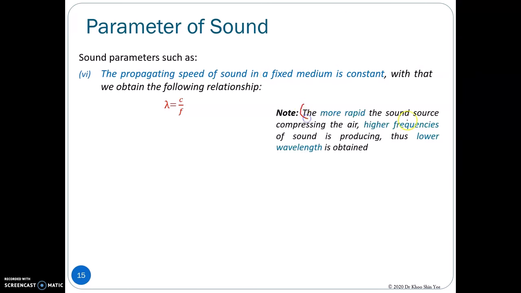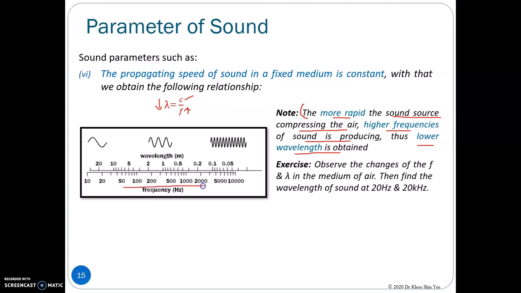Therefore, you should know that if a sound source is moved more rapidly in order to compress the air, a higher frequency of sound can be produced. So the frequency is increased in this case, and a shorter wavelength will be obtained. Since C is constant, lambda will be reduced. You can see in this chart that when the frequency is increasing, the wavelength is reducing.